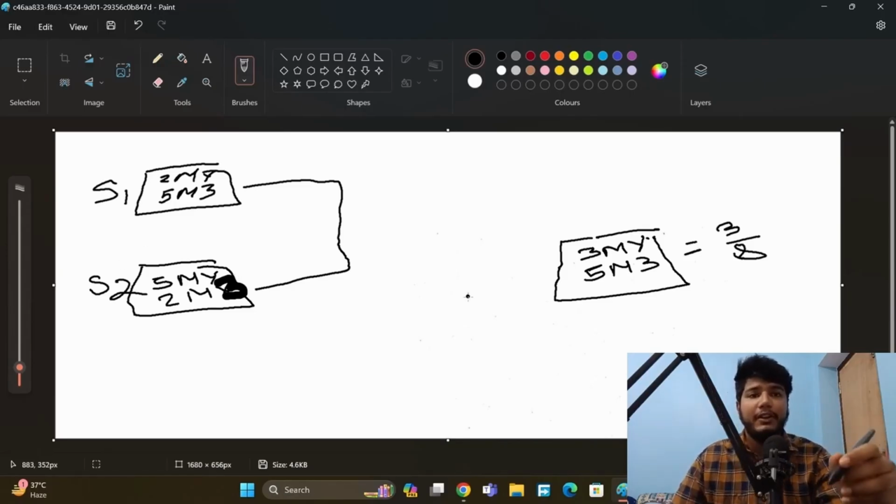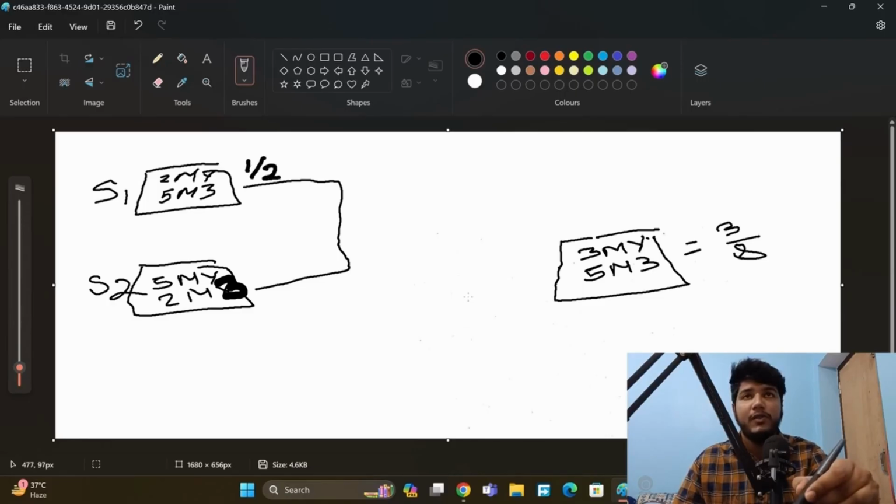What is the probability of you buying a Model Y from any of the showrooms? We can easily calculate this. First, we need to find the probability of choosing each showroom. The probability of buying from this showroom is 1 by 2, and from this showroom also 1 by 2. Buying a Model Y from showroom 1 has a probability of 2 by 7, and buying a Model Y from showroom 2 has a probability of 5 by 7.